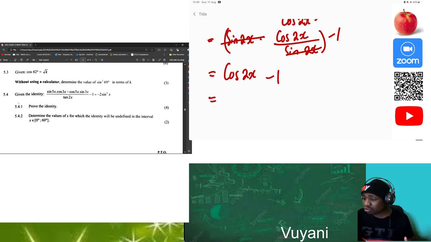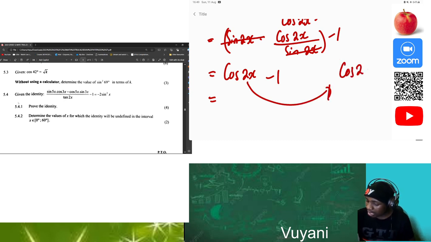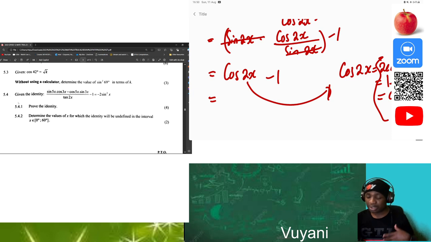But now we know that cos 2x is a double angle. Since it's a double angle, we can convert that to be in terms of sine. So cos 2x can be equal to 2 cos squared of x minus 1. It can also be equal to 1 minus 2 sine squared of x. It can also be equal to cos squared of x minus sine squared of x. These are all the double angles of cos 2x. But our question has to do with sine, so let's choose the second one.